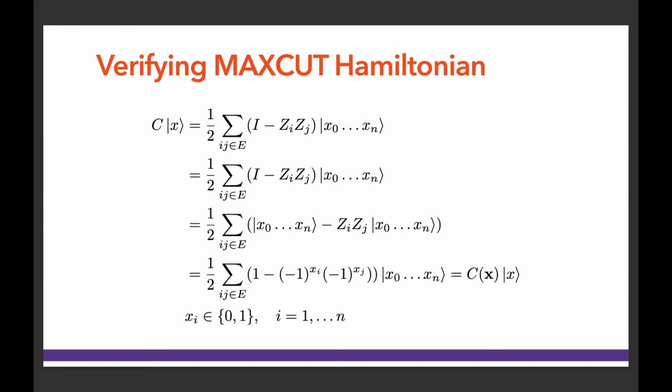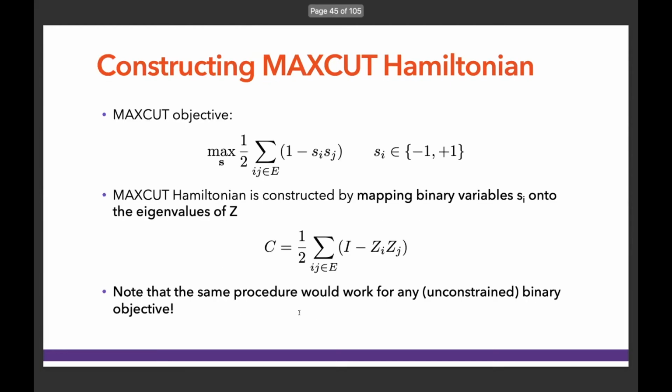And so with that, we are all done, and we have shown indeed that this is the correct Hamiltonian to represent our max cut objective on qubits. And note that nothing about our procedure that I just outlined is really specific to the maximum cut problem. The same procedure would work for any other Hamiltonian, any other classical objective defined on spins.